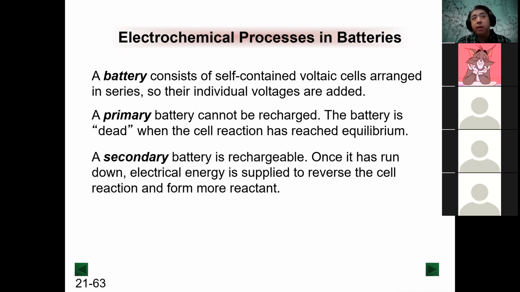So you have some of your generic batteries like your Duracell batteries that are not rechargeable. Those are your primary batteries. A secondary battery is one that is rechargeable. So it has the forward reaction and the reverse reaction. And what happens here is if you supply it with enough energy to make it undergo the reverse reaction, then you can go ahead and use it again.